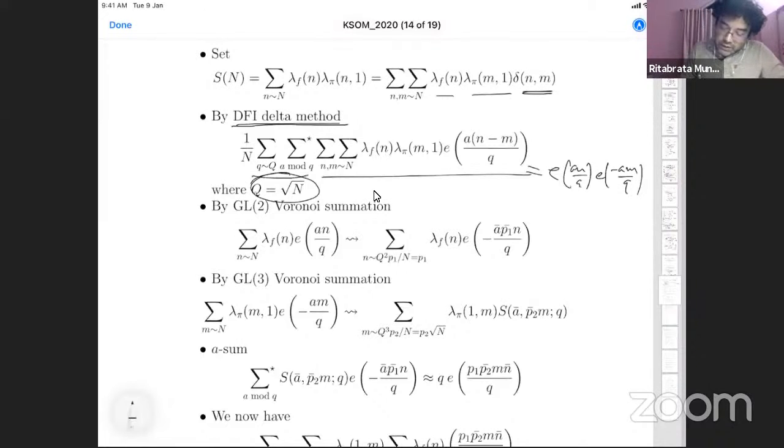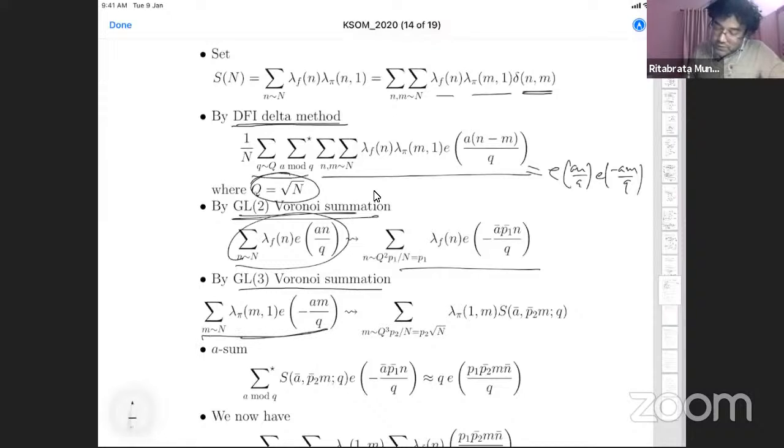Okay, so now I look at the n part. Here I can apply the GL2 Voronoi summation formula. This is what you get by the GL2 Voronoi summation formula, the standard formula. If you apply the GL3 Voronoi summation formula to the other sum, then this sum reduces to this.